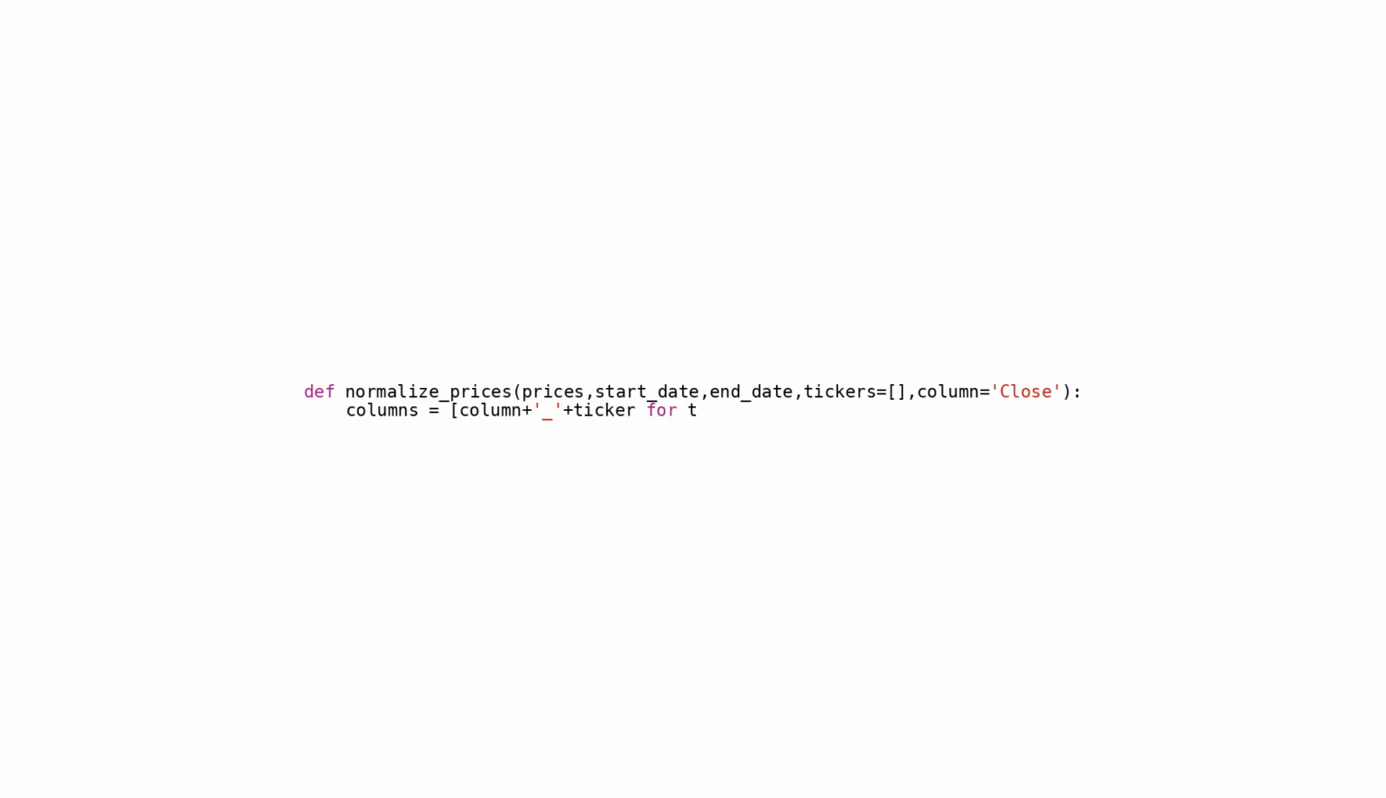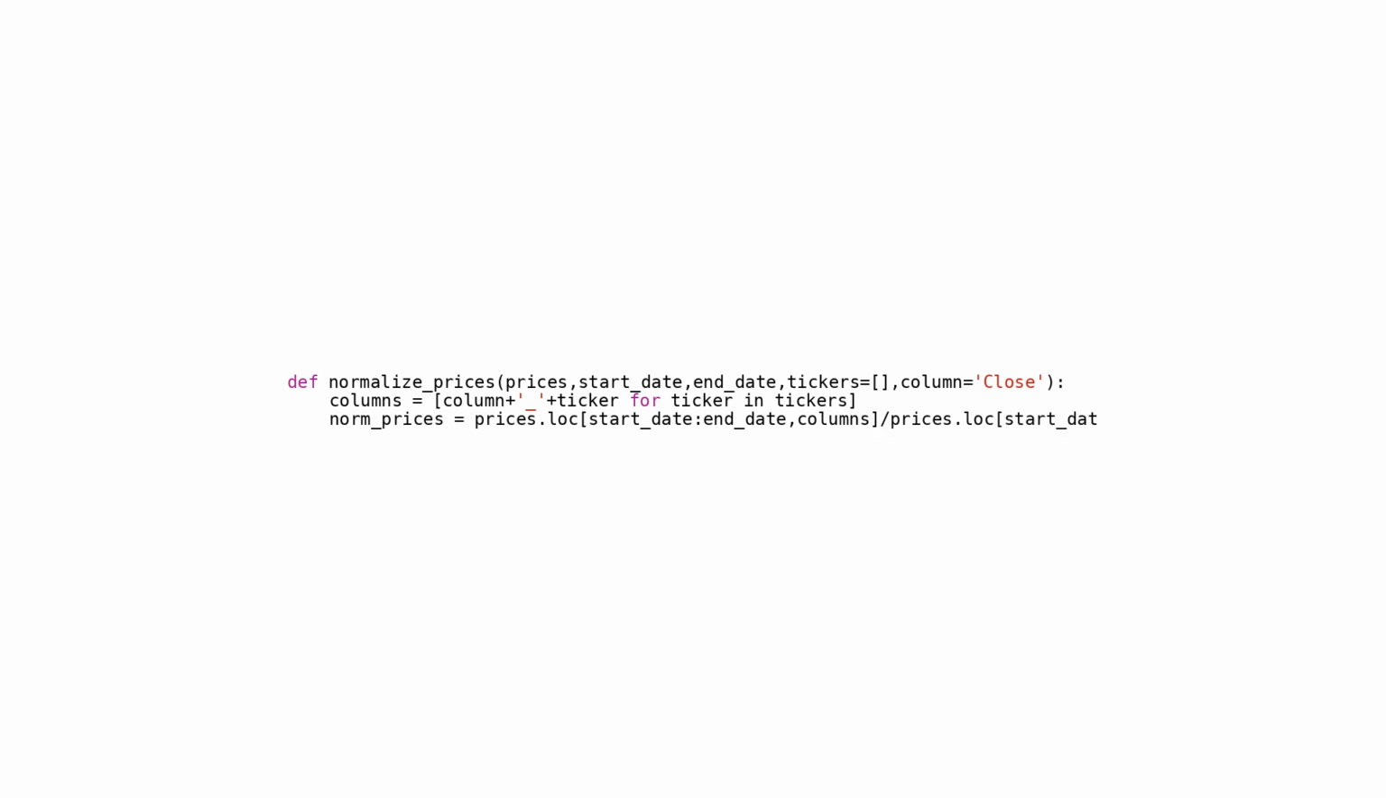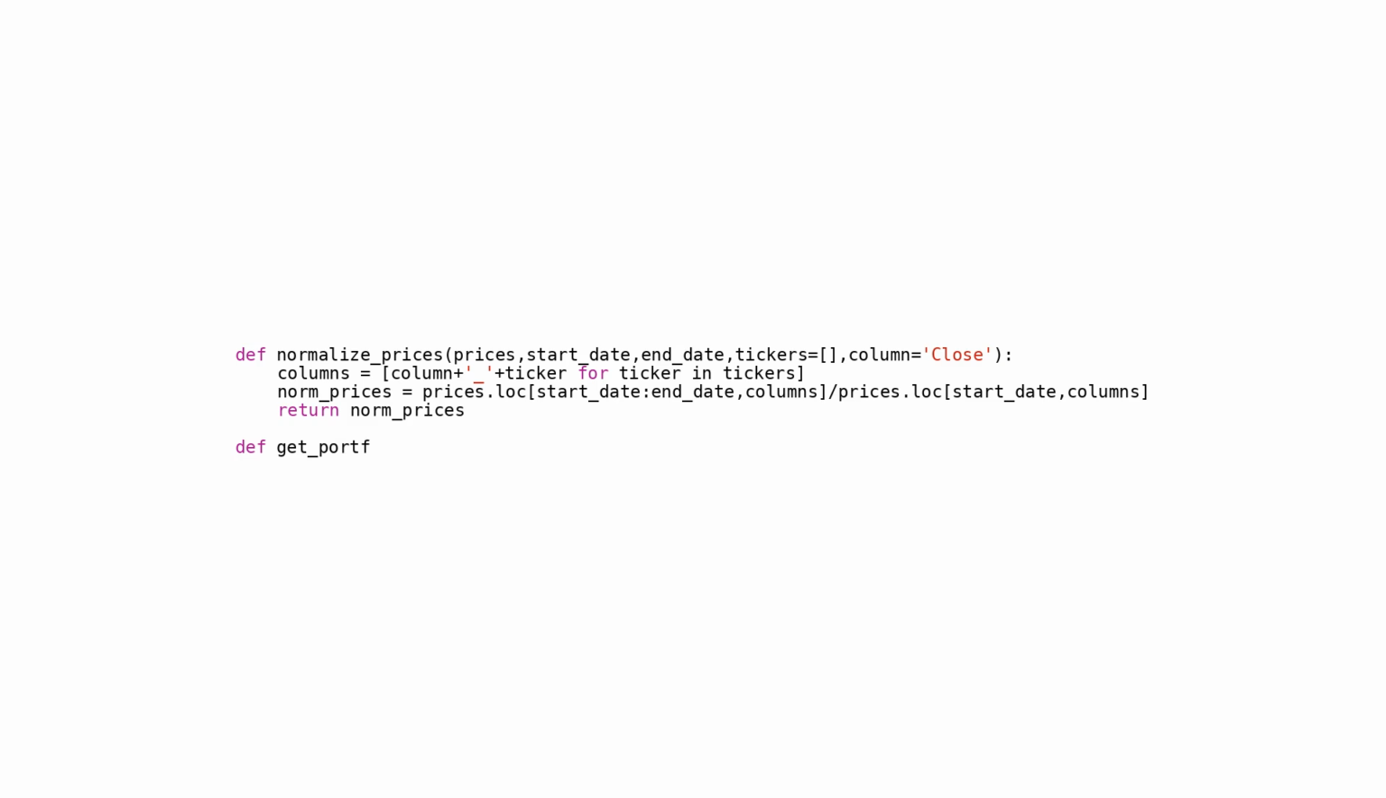The normalize_prices function receives a data frame containing stock prices, start and end dates, a list of stock tickers, and a column name. This function normalizes the stock prices for the specified tickers within the chosen start and end dates. It achieves this by dividing each day's stock price by the price of the first day within the specified date range.